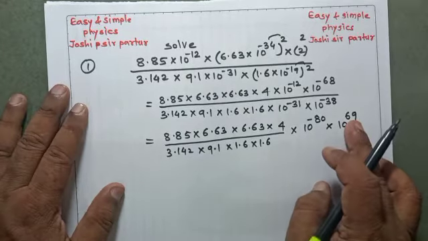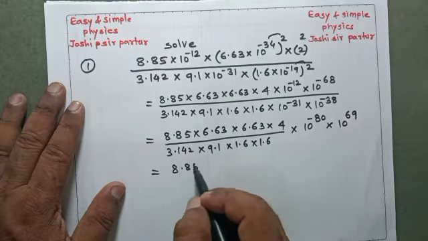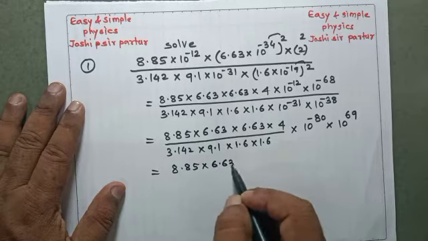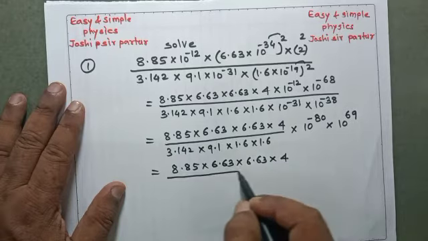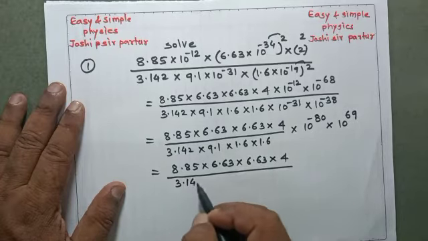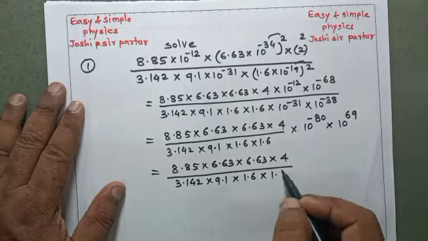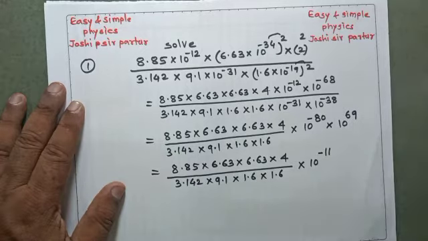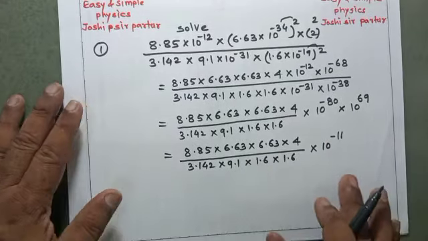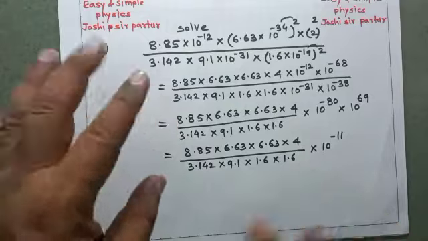When we subtract 69 from minus 80, that will be 8.85 multiplied by 6.63 multiplied by 6.63 multiplied by 4 divided by 3.142 multiplied by 9.1 multiplied by 1.6 multiplied by 1.6 into 10 to the power minus 11, because 69 is subtracted from minus 80. So here all the powers of 10 are cleared, so only digits are there.